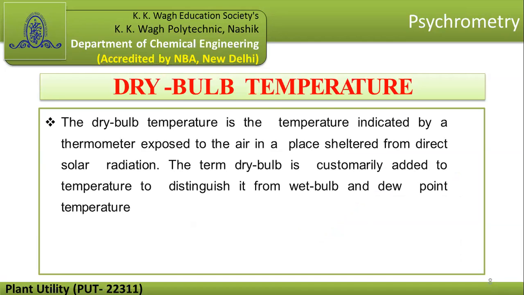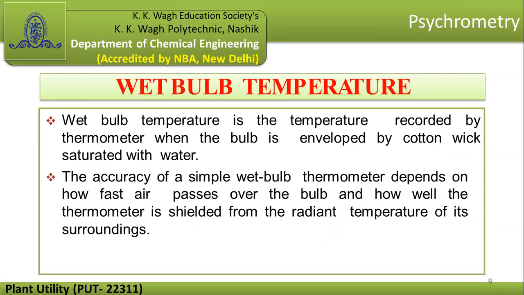Next is dry bulb temperature. The dry bulb temperature is the temperature indicated by a thermometer exposed to the air in a place sheltered from direct solar radiation. The term dry bulb is customarily added to temperature to distinguish it from wet bulb and dew point temperature. In simple words, we can say the temperature which is measured by a normal thermometer is known as dry bulb temperature.